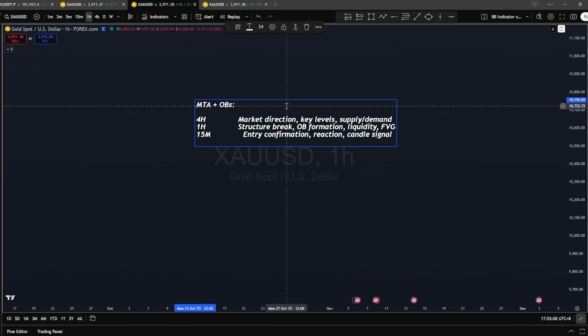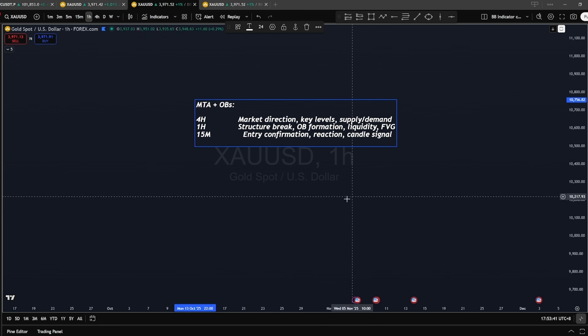Then your 15-minute is what? Your entry confirmation time frame. Once price taps into your 1 hour OB or your 4 hour OB, that's where you look for your confirmations. What are your confirmations? There are plenty, but that will be another video for itself. Let me just name a few. Change of character. You've got inverse points of interest. You've got bullish engulfing candles. That's how you're going to get your reaction for your signal.